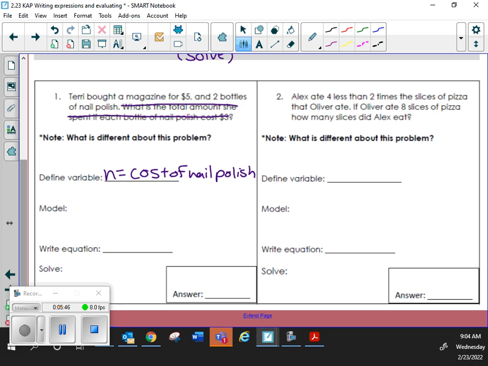Okay? Again, Miss Waddle usually writes the equation. In this case, it's going to be the expression. Let's write the expression. So Terry bought a magazine for $5 and 2 bottles of nail polish. What operations? Is this a 1-step or do you think this is a 2-step operation? 2-step, because first we need to multiply what by what?